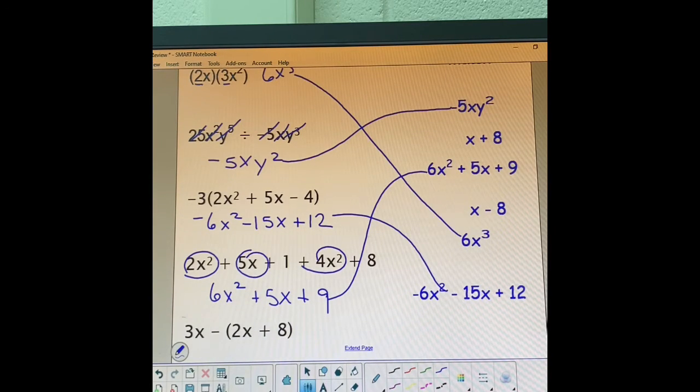And for the last question, make sure you distribute the negative. We are subtracting the 2x and the 8.